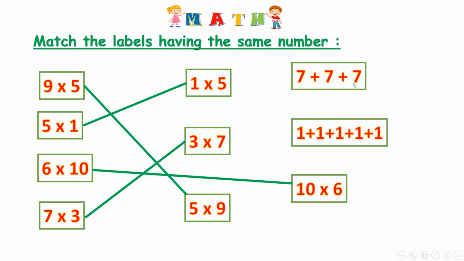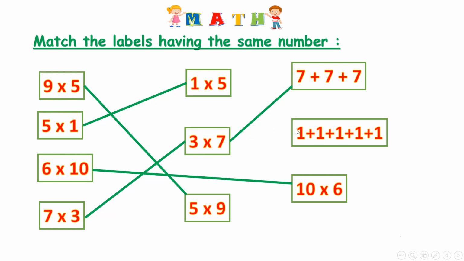Great. And these additions in here, let's see. 7 plus 7 plus 7. I see the 7 repeated 3 times, so it's 7 times 3, or it's 3 times 7. Let's see. Oh, here I have 3 times 7. I can match it with 3 times 7, or I can match it with 7 times 3. Okay, but this one is closer.